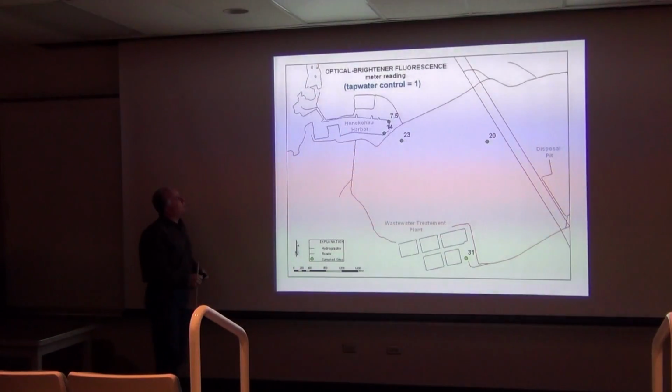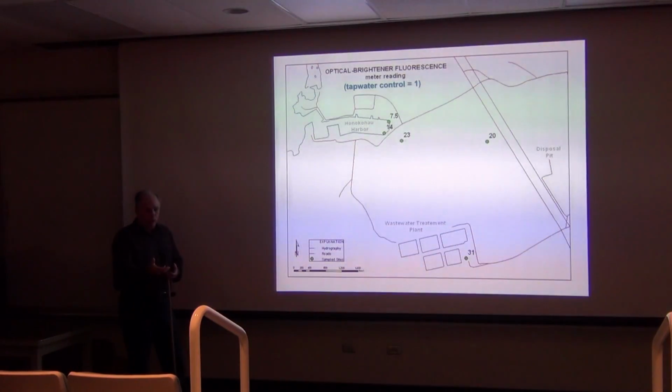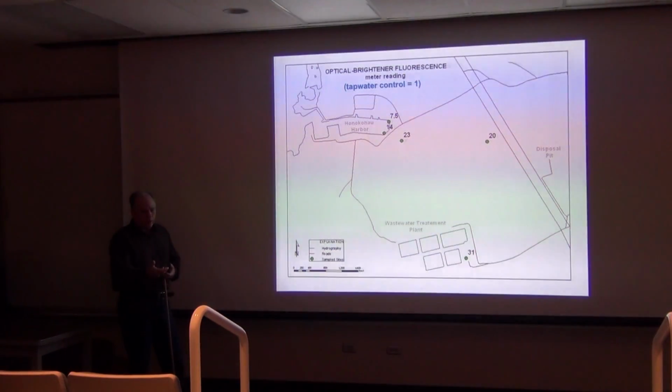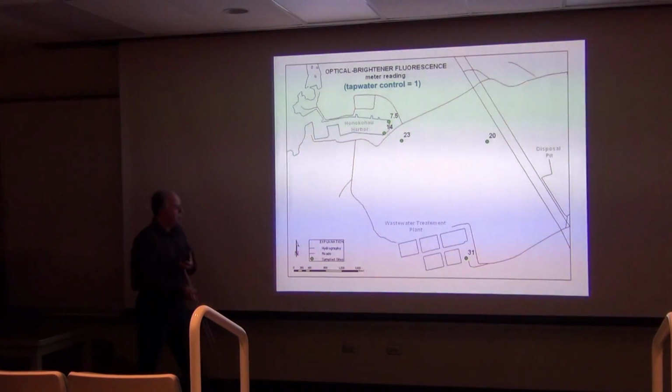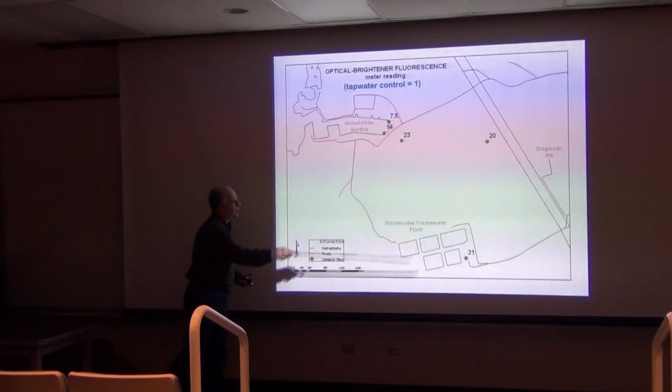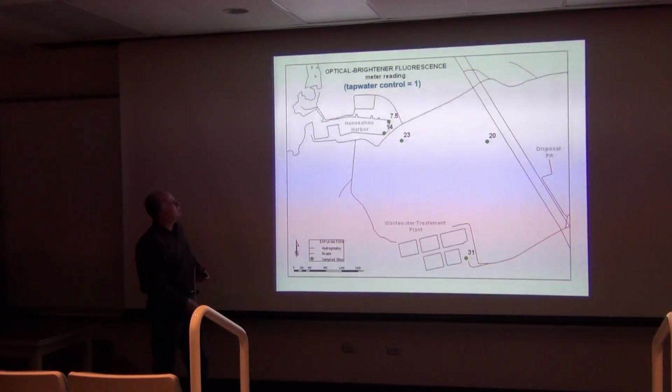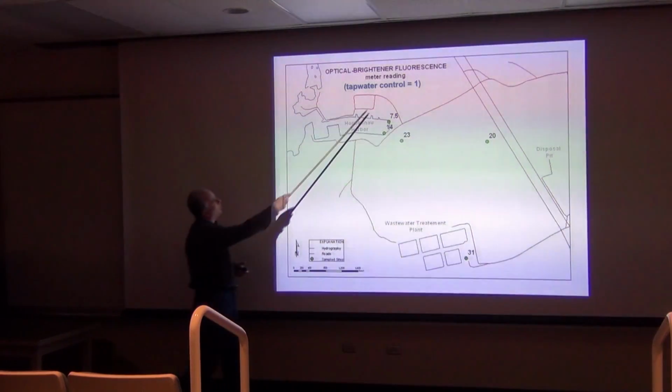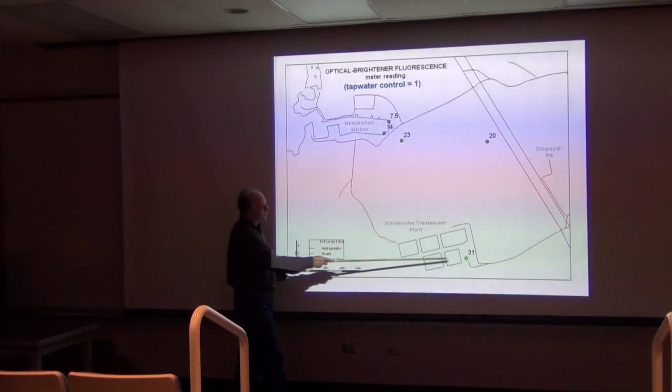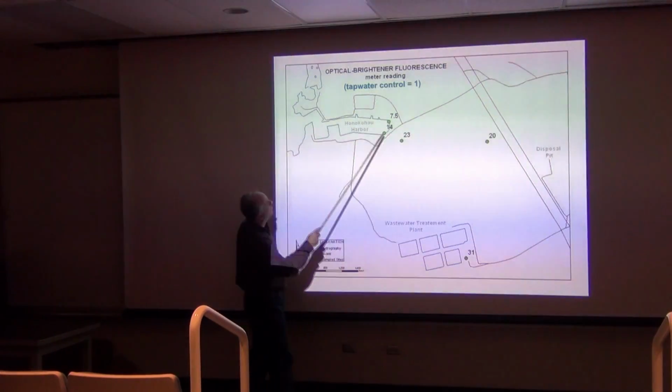And here's optical brighteners. We had a little handheld fluorometer that, again, make your shirts whiter or your clothes brighter. We would put samples in, and if there's fabric brighteners from the laundering gray water into the wastewater stream, you get a detection. Our tap water control was a value of 1. These are just meter readings, declining towards shore.